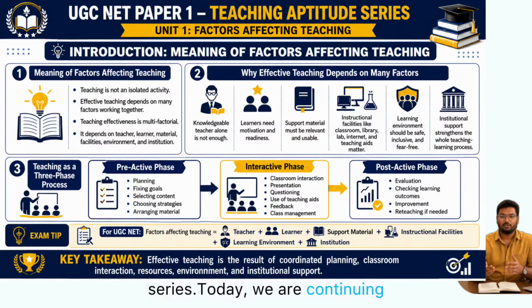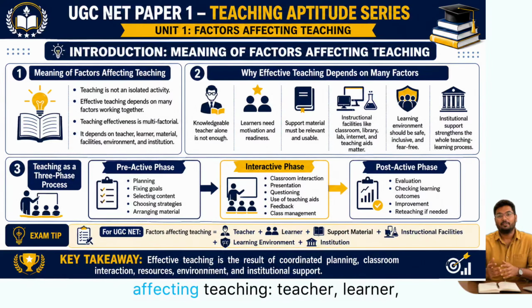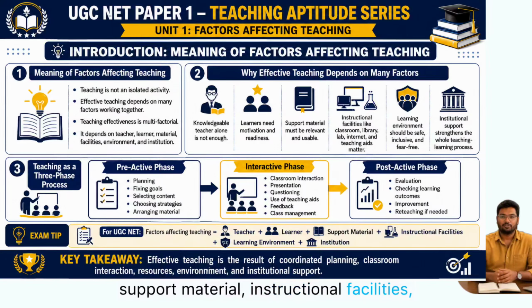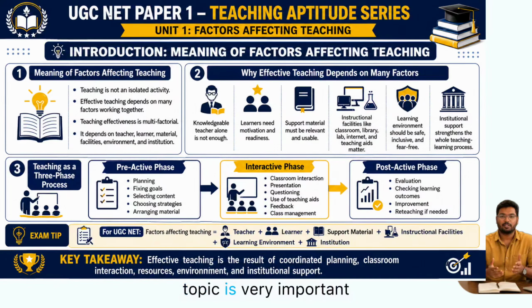Today we are continuing Unit 1 with another very important topic, factors affecting teaching. The official syllabus mentions 6 major factors affecting teaching: teacher, learner, support material, instructional facilities, learning environment, and institution. This topic is very important for UGC NET because questions are often asked in a conceptual manner.